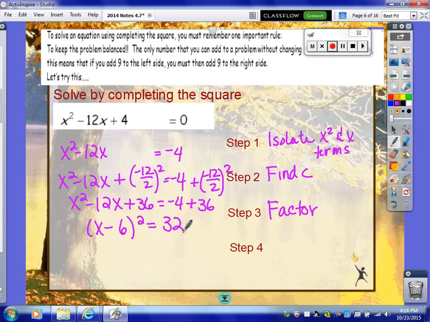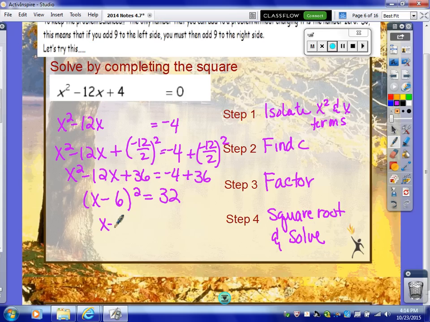All right, and then step 4 is going to be to square root and solve for x. So square root both sides. Remember when we square root, we need a plus or minus square root of 32. And now we're going to solve for x. So x is equal to 6 plus or minus, let's break down 32. That's 16 times 2, which is 4 square root of 2. So our two answers are 6 minus 4 square root of 2 and 6 plus 4 square root of 2.